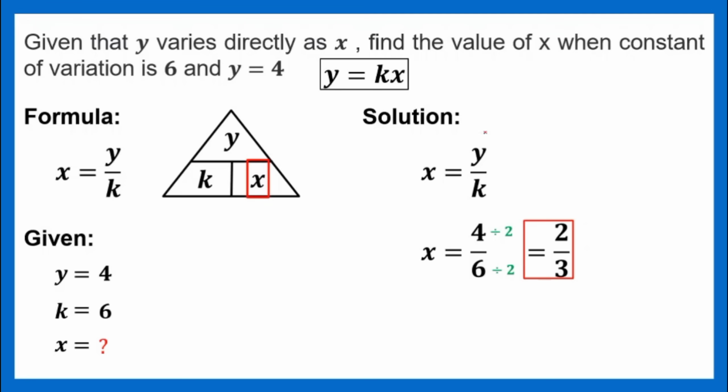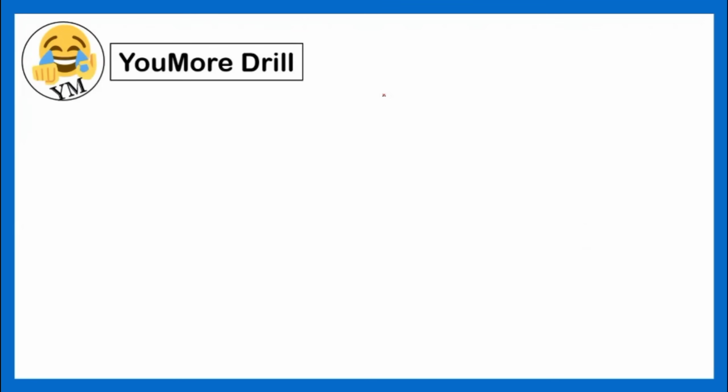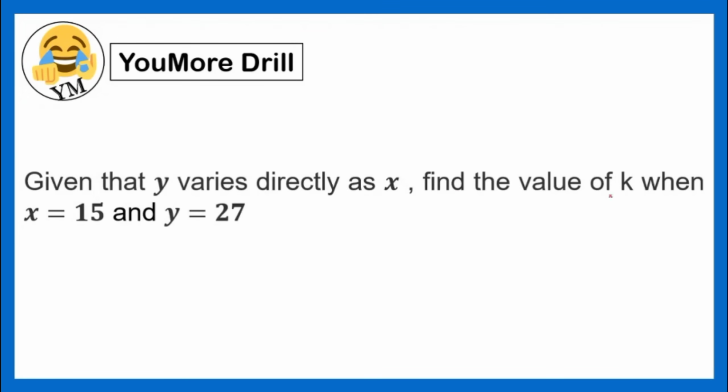Ayan. So, kayo naman. Ngayon, k naman ang nawawala. Paano kaya yun isa-solve? Ayan. So, for our YouMore drill, constant of variation ang nawawala. Given that y varies directly as x, find the value of k, or the constant of variation, when x is 15 and y is 27. Ayan. So, I'll pause for a while now, and I'll get back to you to give the answer. But if you still need time, feel free to pause the video. Your timer starts now.